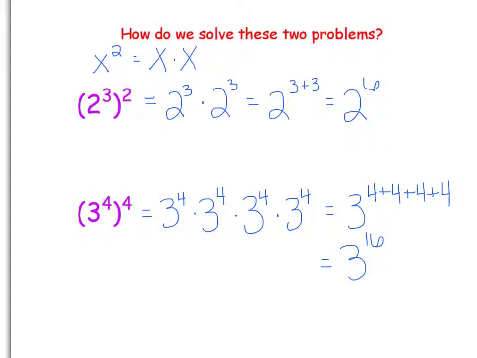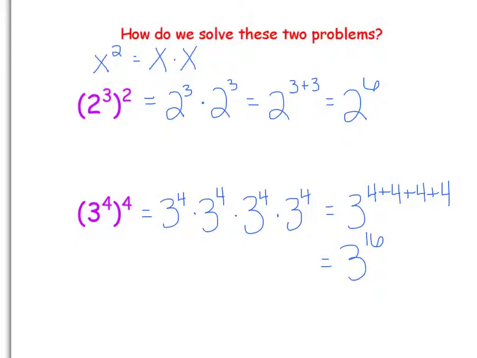Or here to here? I want you to pause the video and discuss as a class ideas about how we can go from 2 to the 3rd squared to 2 to the 6th, and 3 to the 4th to the 4th to 3 to the 16th.